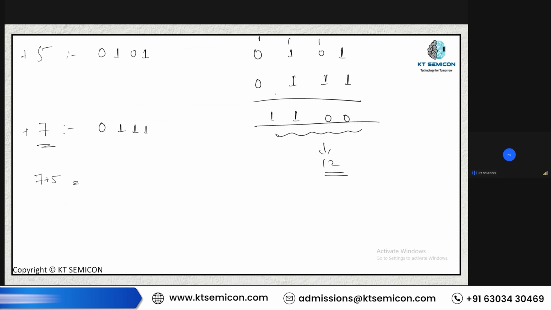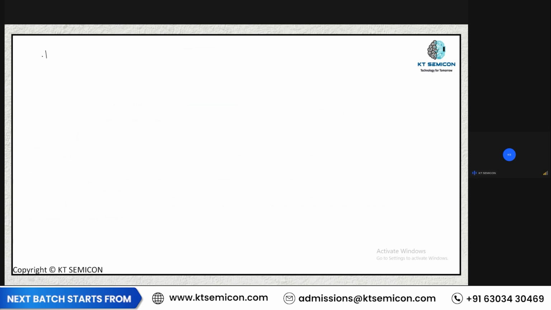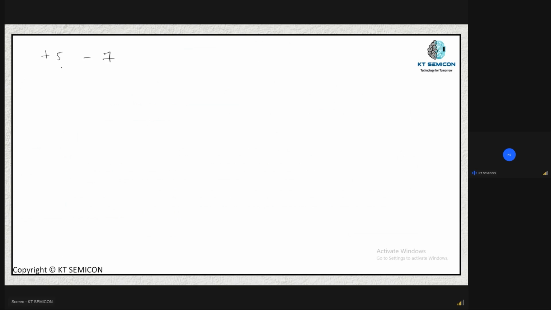Now, let's say I want to add plus 5 and minus 7. If I want to perform this addition using one's complement form of addition, let us try to understand how to perform this addition. So plus 5, the positive number, we can represent as it is. That is, in its true original form, we can represent the positive number.